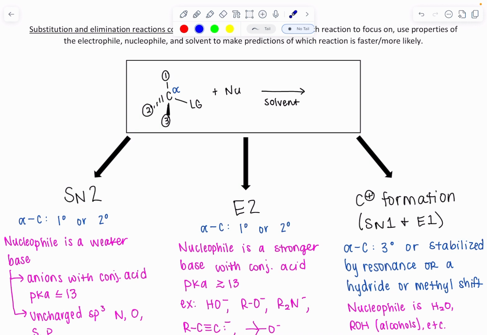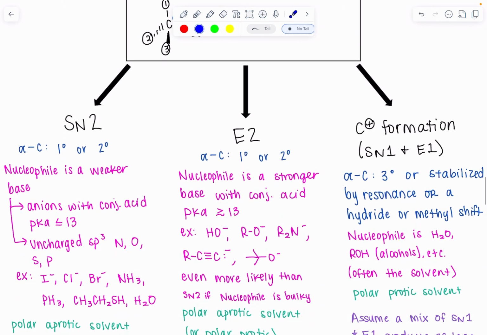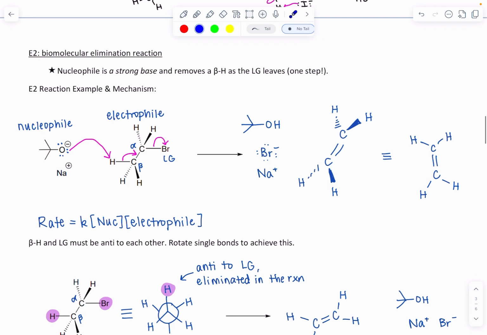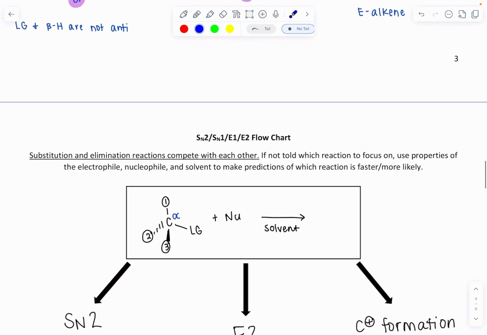Okay, let's focus on SN2 and E2 for now. The biggest difference between these two mechanisms is the nucleophile. E2 reactions occur with a strong base. The nucleophile is a strong base. I'm going to scroll up and explain why. Remember what bases do? They take a hydrogen from an acid. So if this nucleophile is a strong base, it's more likely to remove a beta hydrogen than what happens in SN2, which is the nucleophile just bonds directly to the alpha carbon. So when you have a strong base, more likely to remove that hydrogen and go through E2.